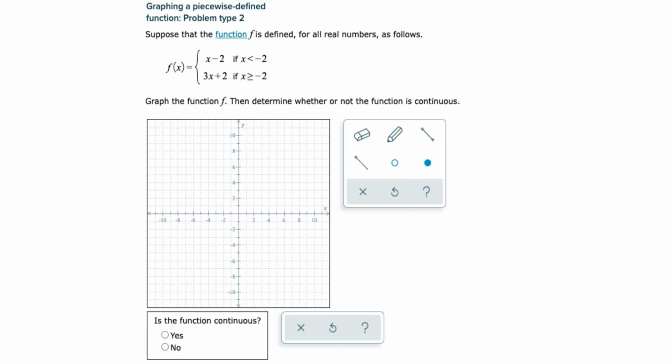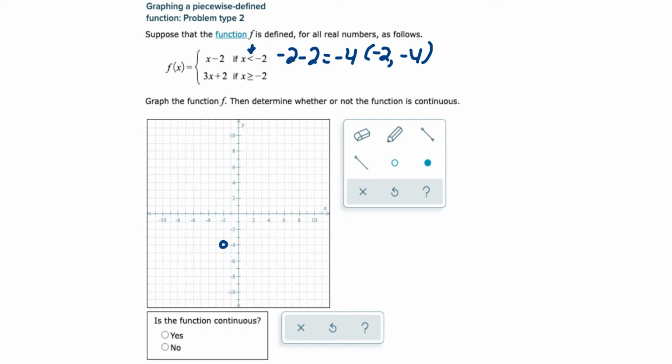So the first one here says x minus 2 if x is less than negative 2. First you would want to figure out where that first point is by plugging in negative 2. So negative 2 minus 2 is going to get me negative 4. So this first point is at negative 2, negative 4. But since this isn't equal to, it's going to be an open circle. So negative 2, negative 4, open circle.